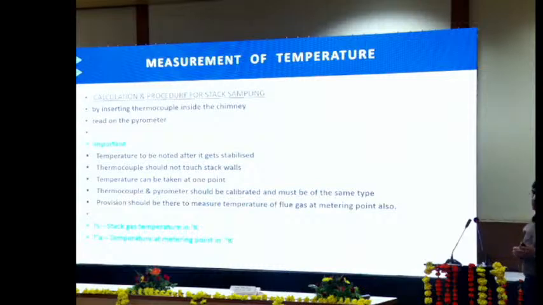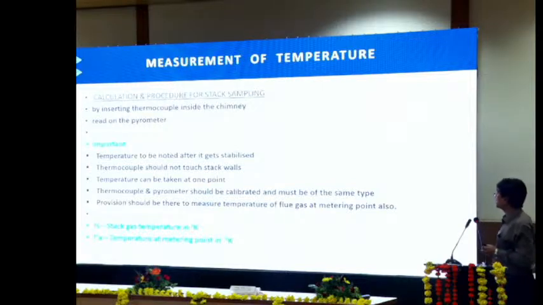Temperature can be taken at one point. For the traverse points we have said you need to do the monitoring at 16 points. Temperature more or less remains constant in a plane, so you can manage with one particular point also.